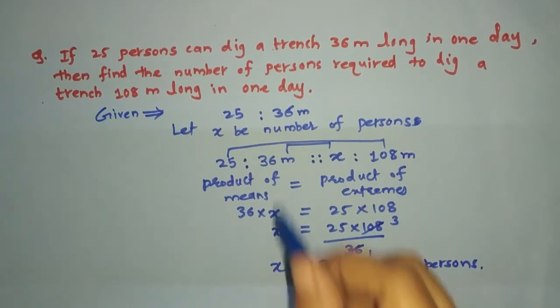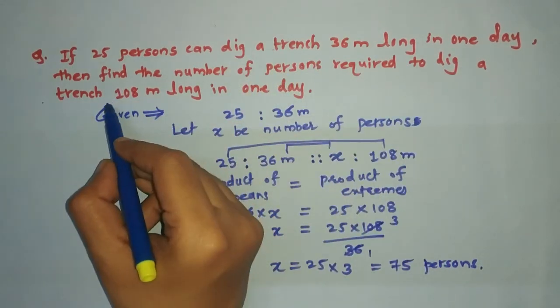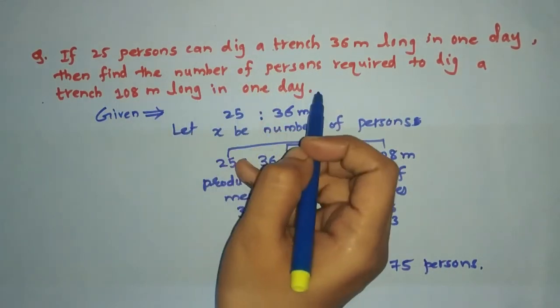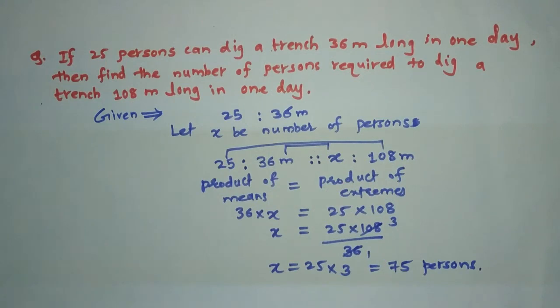So we come to know that 75 persons are required to dig the trench of 108 meter long in one day. Hope you have understood it.